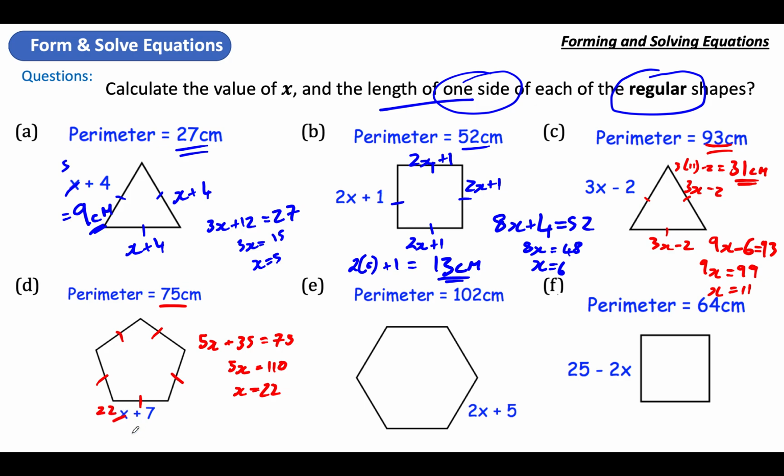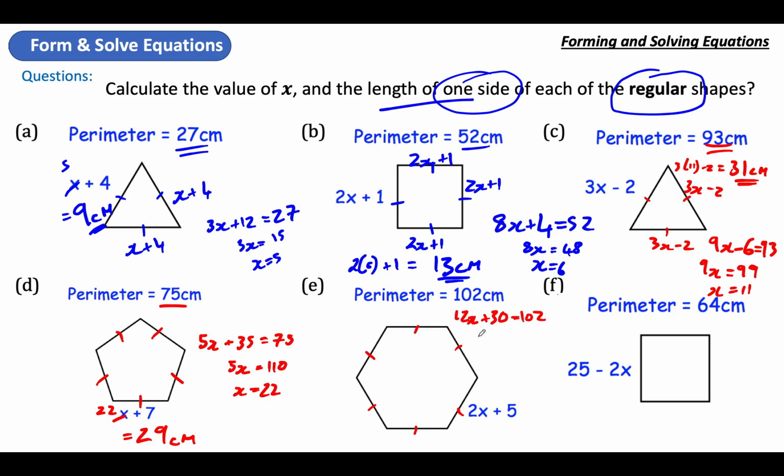But x is worth 22, which means one side must be worth 29 centimetres. You put it back into the expression. 1, 2, 3, 4, 5, 6 sides, all of which are 2x plus 5. So 6 lots of 2x plus 5 is 12x plus 30. And I'm told that that equals 102.